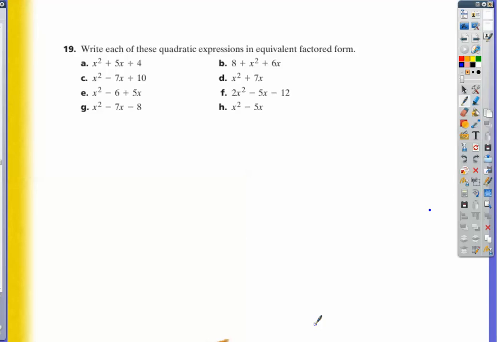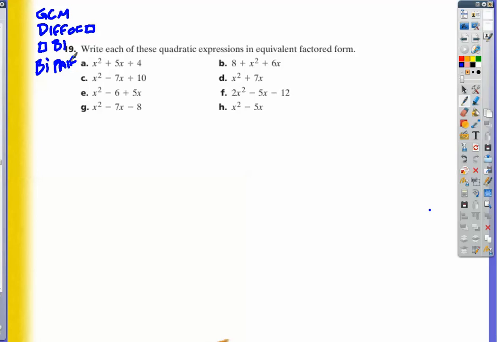All right, number 19a. Now we're factoring. The first thing that we do when we're looking at factoring is always going to be looking for a greatest common monomial. Second thing we're going to look for is a difference of squares. Then we're going to look for a square binomial. And then finally a binomial pair of factors.